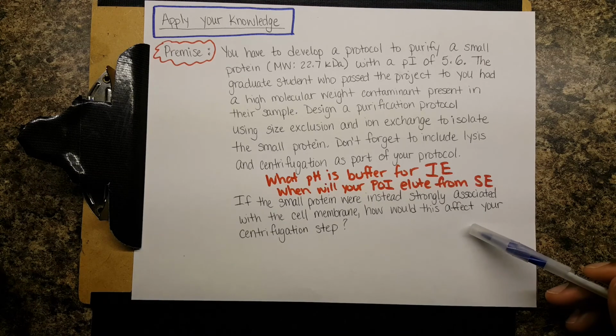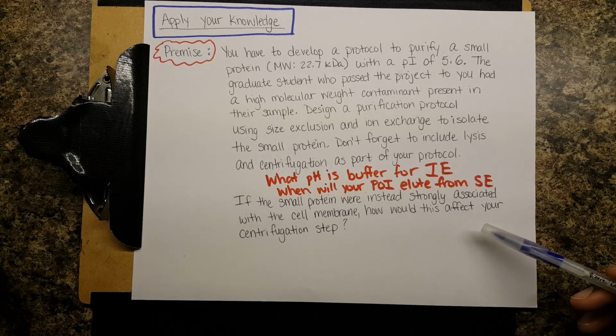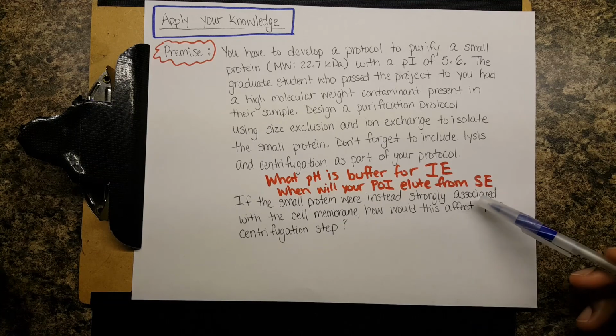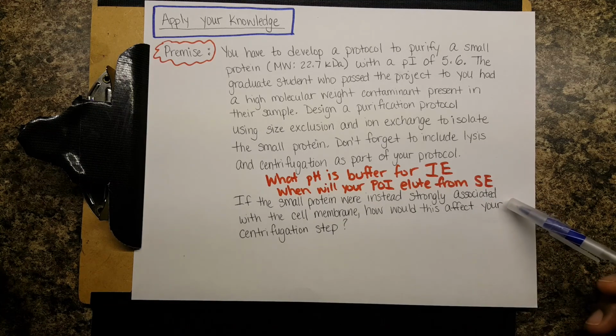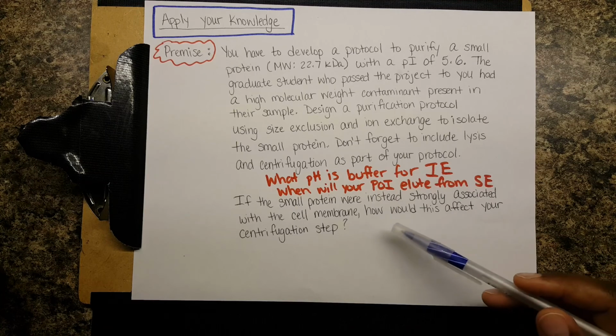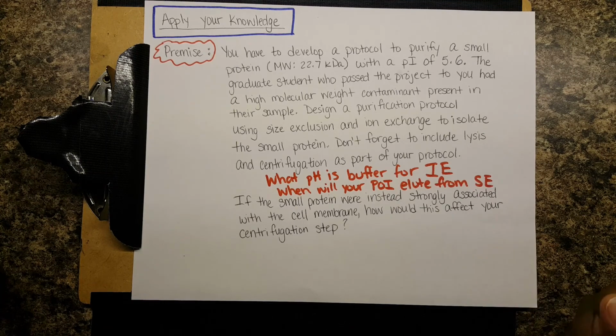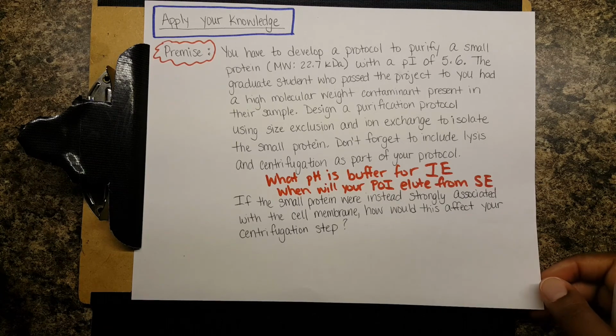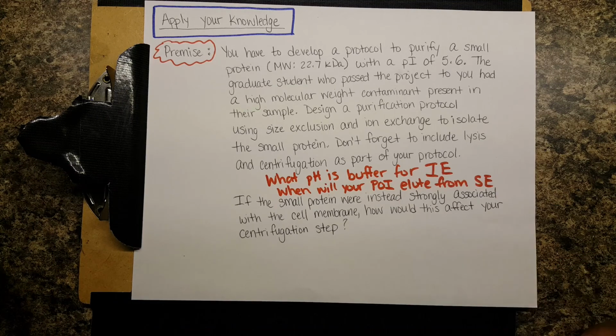And then let's flip it a little bit. Let's say that your small protein was, instead of being soluble, strongly associated with the cell membrane. How would this affect your centrifugation step and just what fractions you would carry forward? So that's it. Give it a try and see how you do.